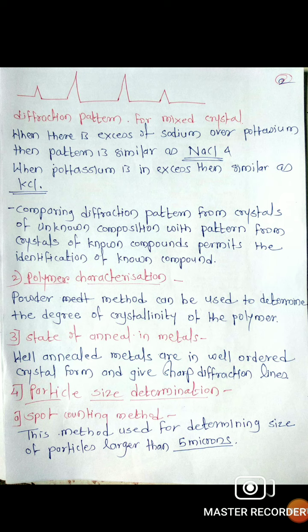State of anneal means the breakage part in a metal, which we can learn by this XRD method. A property of metal that can be determined by X-ray diffraction is the state of anneal, and well annealed metals are in well ordered crystal form and give sharp diffraction lines. Well annealed metal gives the well ordered crystal and gives the sharp diffraction line.